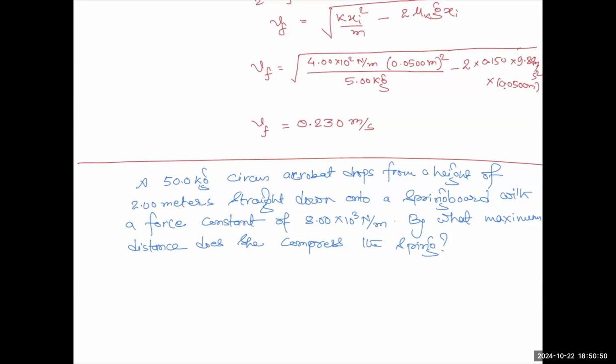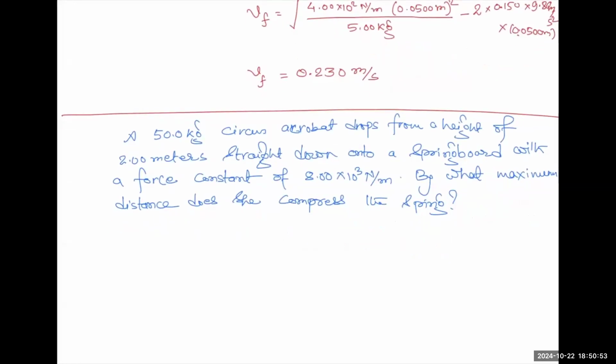So what are you trying to say here? So what did you do? So you try to find the energy. Here we need to find the potential energy and the kinetic energy, right? So there are two energies, potential energy and kinetic energy. So if I draw a diagram, there is a 50 kg circus acrobat who drops from a height of 2 meters straight down to a springboard with a force constant. By what maximum distance does she compress the spring, right?